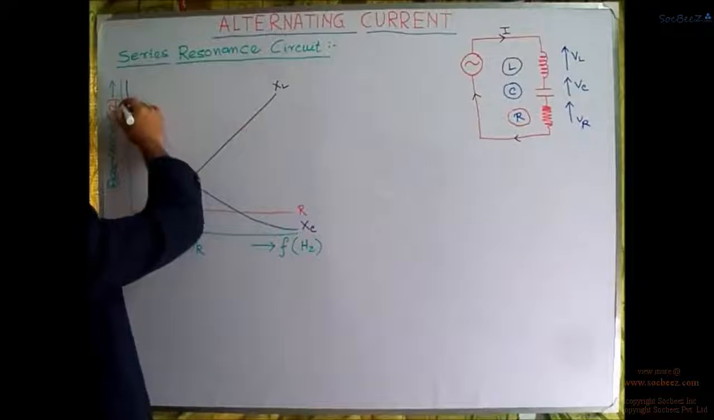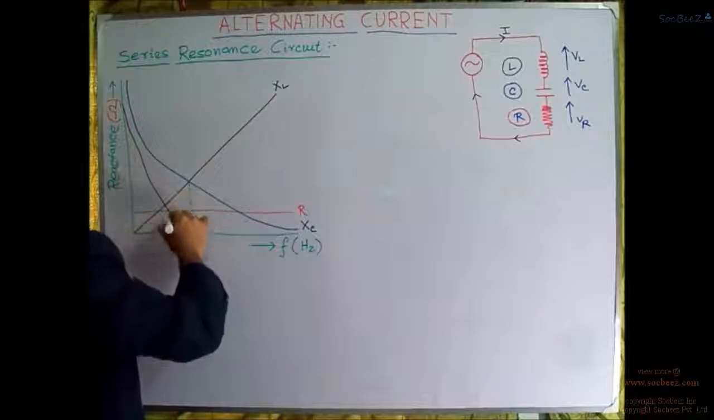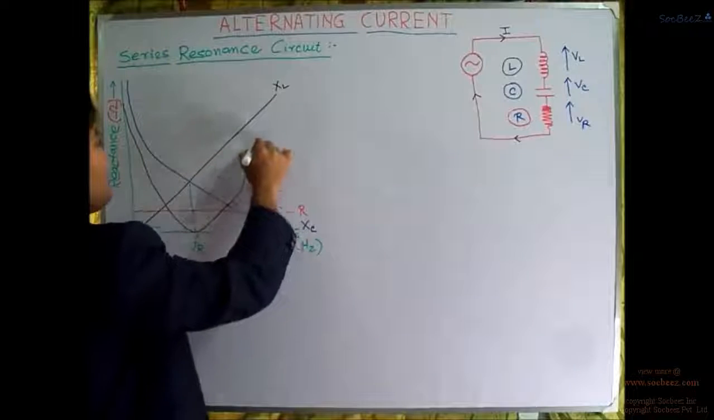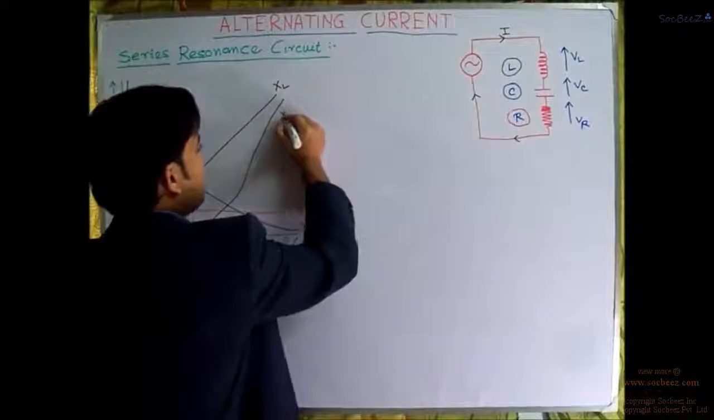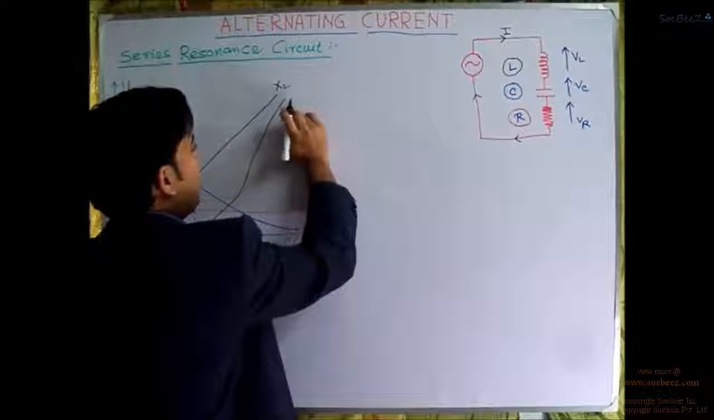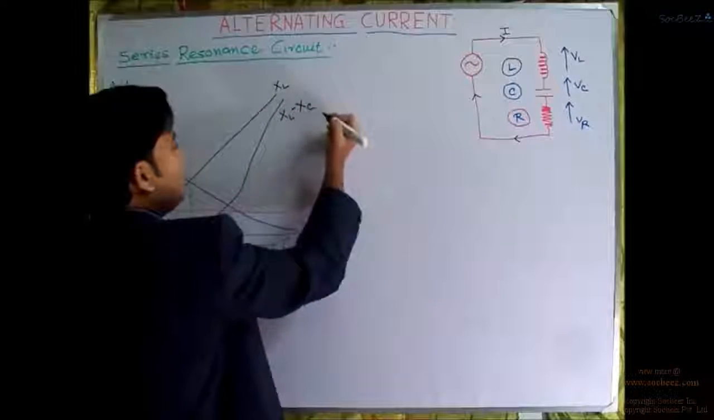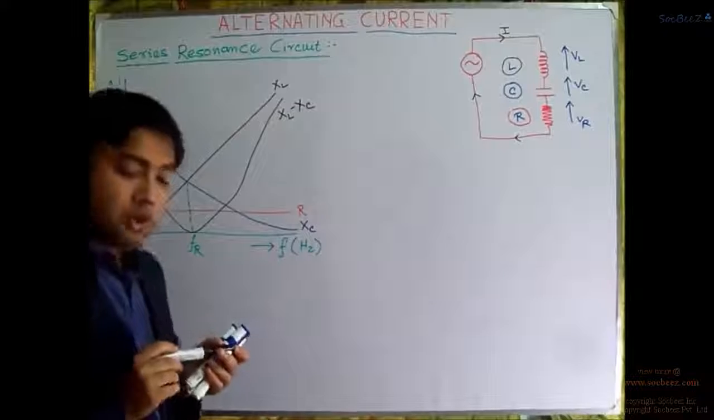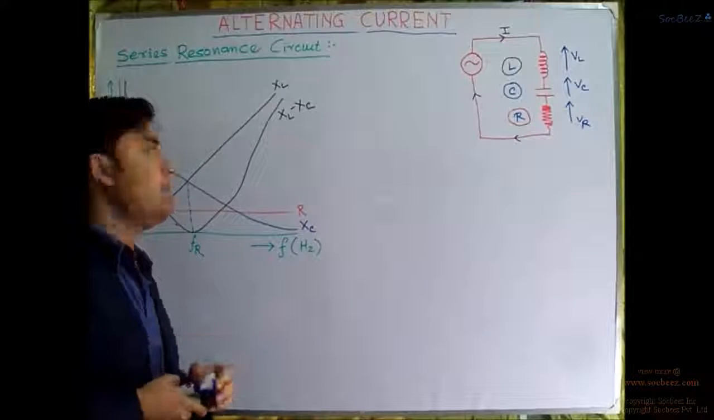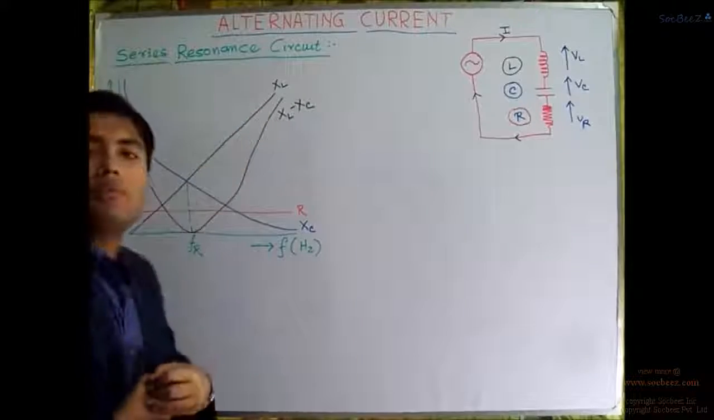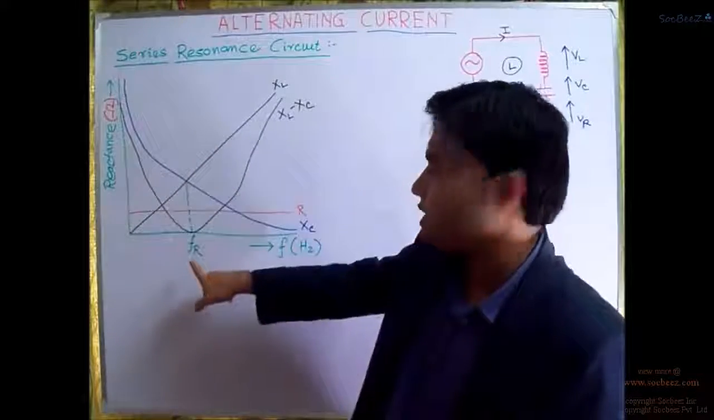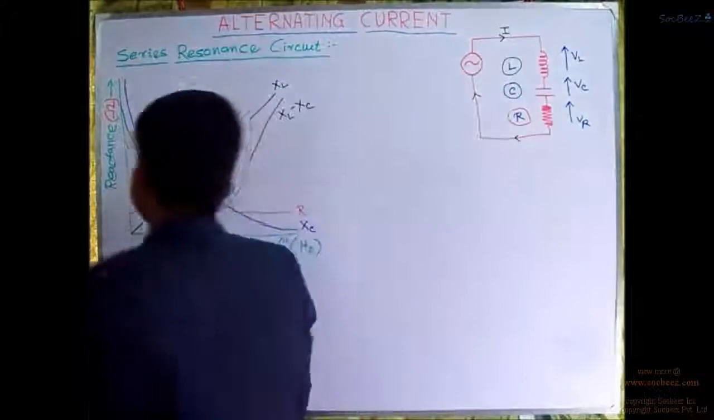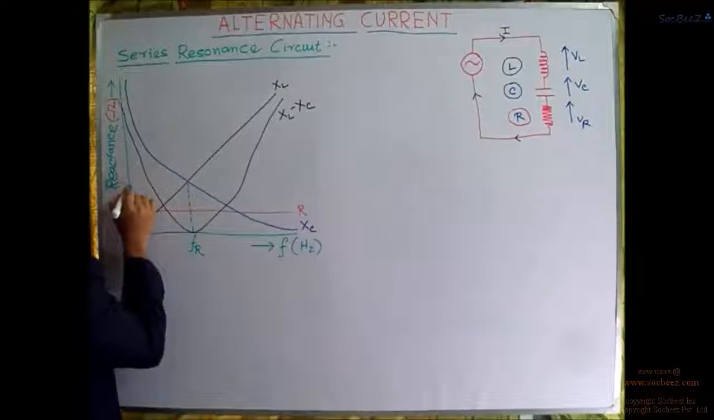Now the graph of XL minus XC will be somewhat like this. This graph actually means XL minus XC. Now we want to understand why the XL minus XC graph will look somewhat like this. Observe at this particular point when the frequency was Fr, the value of XL and the value of XC was the same.